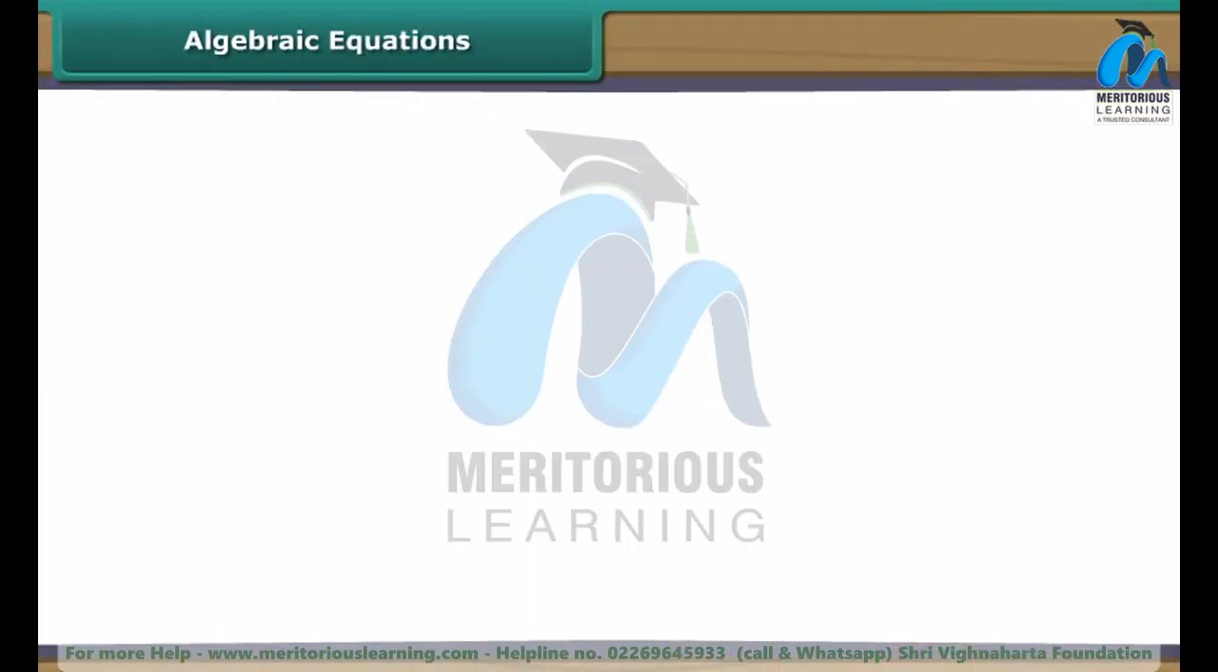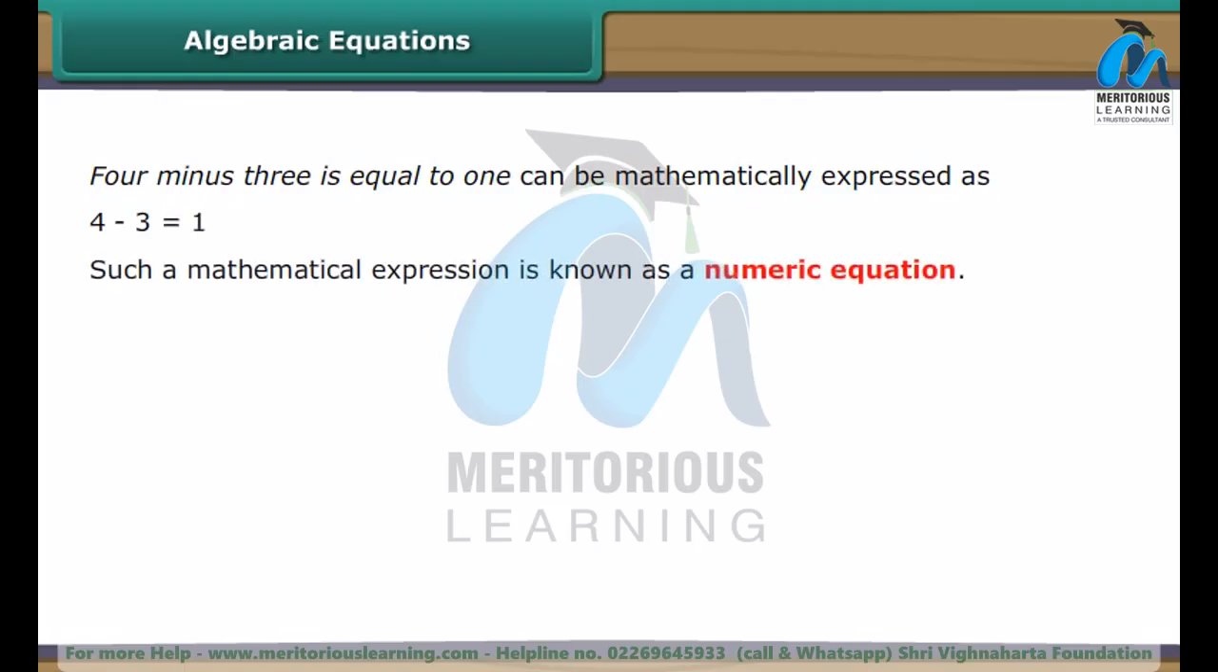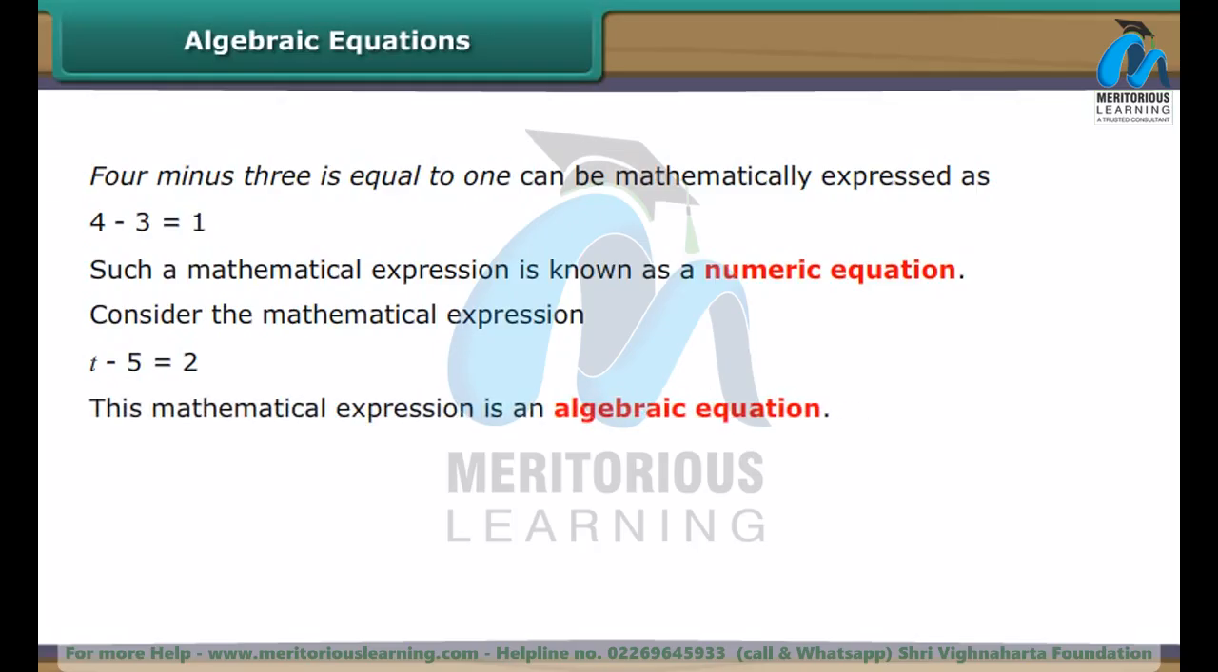Algebraic equations. Consider a statement like this: 4 minus 3 is equal to 1. It can be mathematically expressed as 4 - 3 = 1. Such a mathematical expression is known as a numeric equation. Now consider the mathematical expression t - 5 = 2. This mathematical expression is an algebraic equation. An algebraic equation has one or more variables.